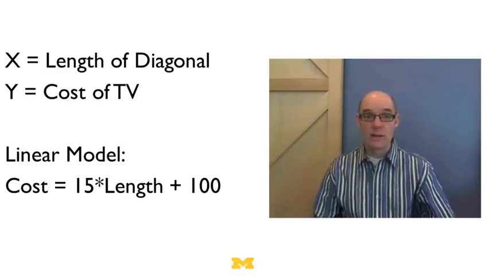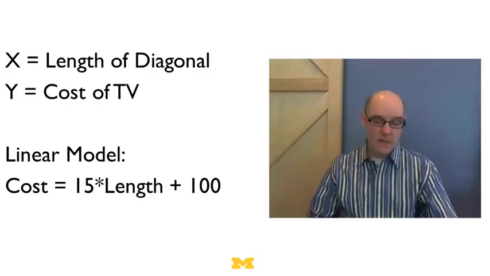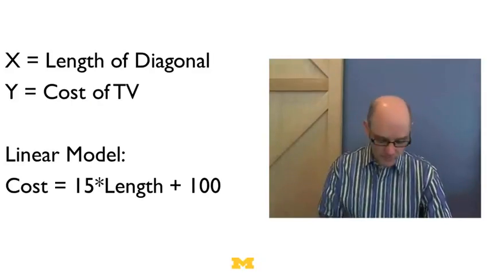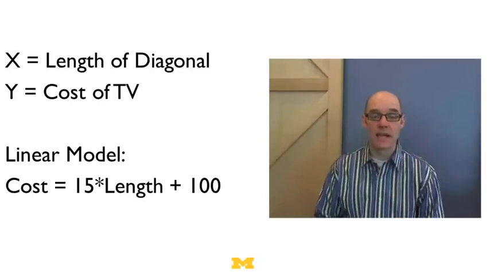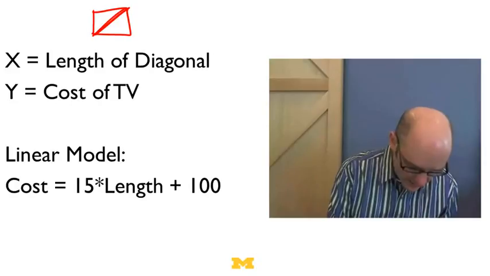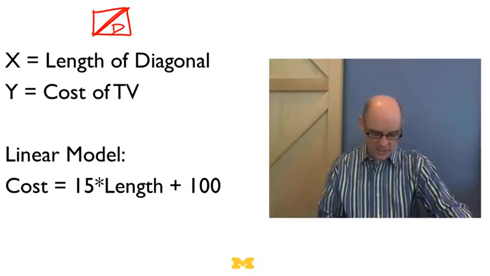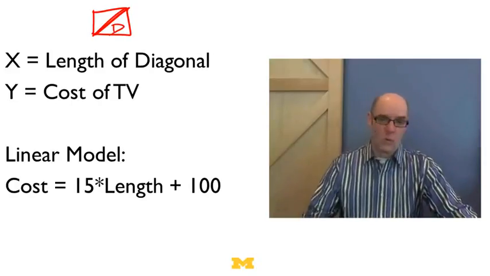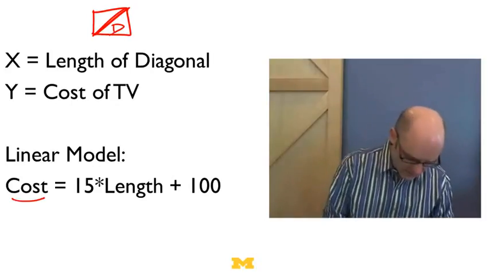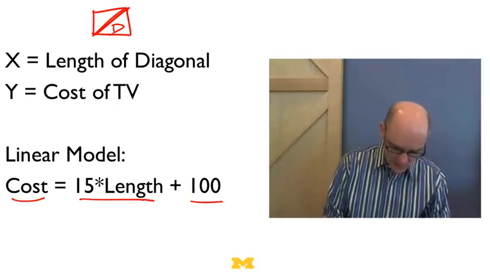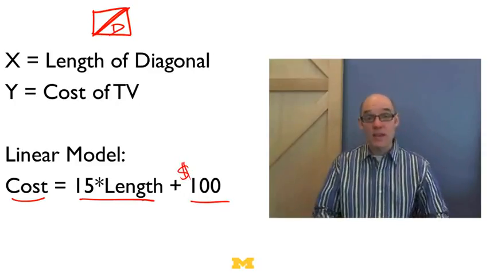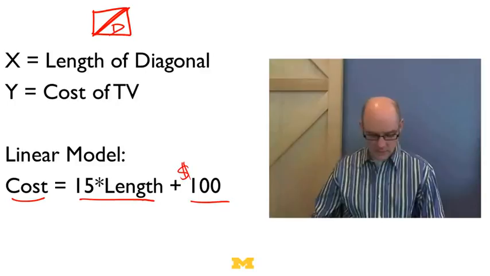All right, let's do a simple example. Suppose you're thinking about buying a TV, and you want to know how much that TV is going to cost. So I want to construct a linear model of the cost of a TV. Let's let x be the length of the diagonal. You get your square screen, and TVs are measured by the diagonal. That way they can pretend the TV is bigger than it really is. So x is the length of the diagonal, y is the cost of the TV. And suppose you say, here's my linear model. I think the cost is 15 times the length in inches plus $100. So I can put a dollar sign here to show this is $100. That could be my model of what it costs for a TV.